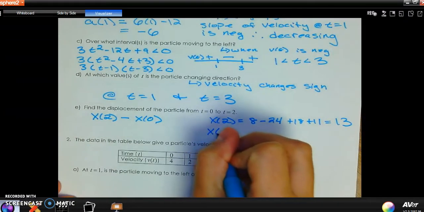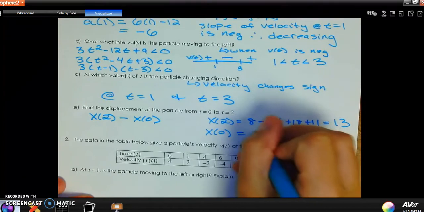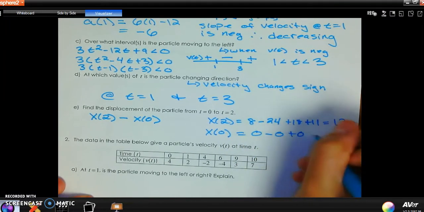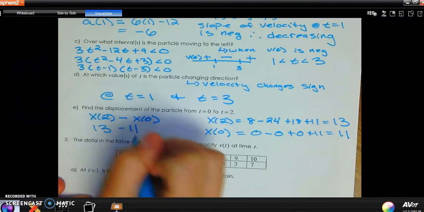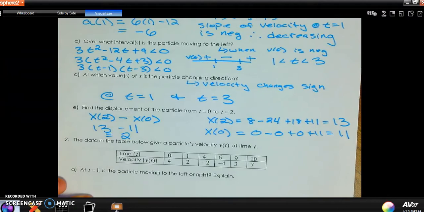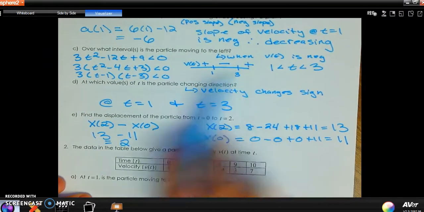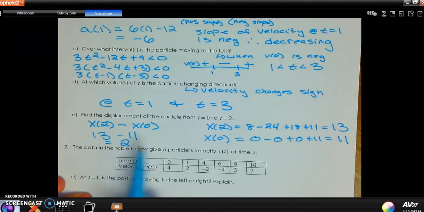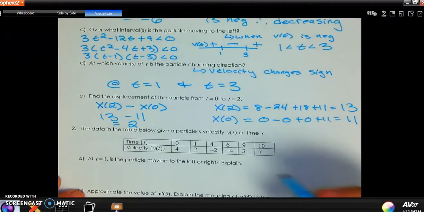I did that right? And then I'm going to plug 0 in. Well, that one's easy because when you plug 0 in up there, you end up with 0 minus 0 plus 0 plus 11, so you get 11. So you're going to have 13 minus 11. So this displacement was 2, which makes sense because you are moving to the right, then moving to the left, then moving to the right. So your distance would be more than 2, but your displacement, how far you are from where you started, is going to be 2 because you kind of backtracked.